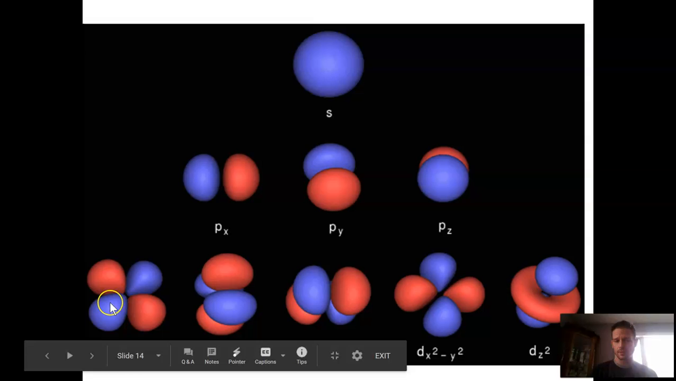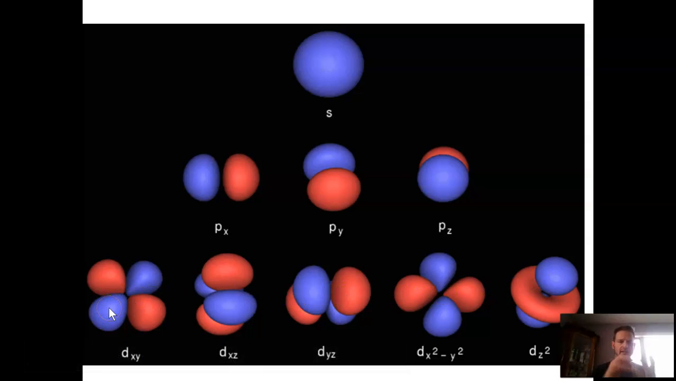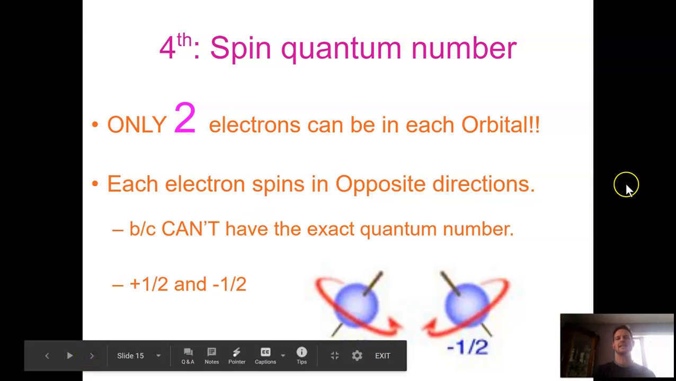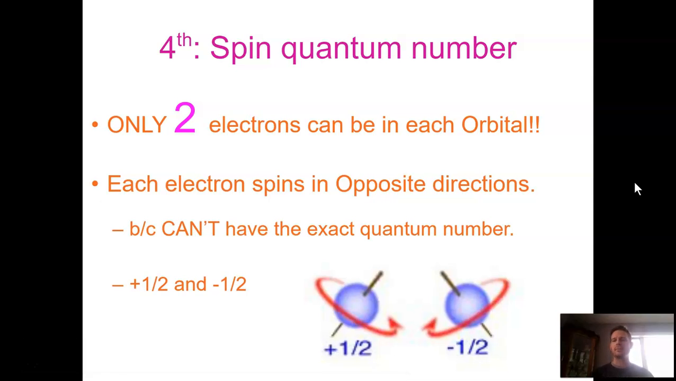And you can see the same thing with D. So we have 5 streets for D. We have 5 different shapes orientated in different directions. And again, in all of these, there can only be 2 electrons, is what we're getting to. All right, last and easiest, the fourth is called the spin. This is how many houses we can have per street. And the answer is 2. You can have only 2 electrons on each street. You can only have 2 houses on each street. You can only have 2 electrons in each orbital.